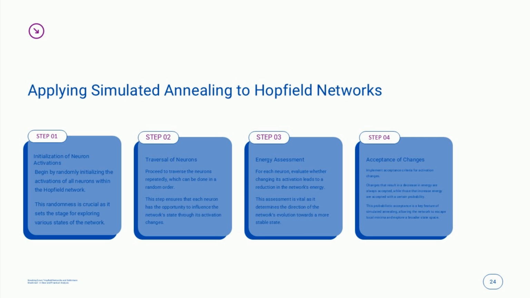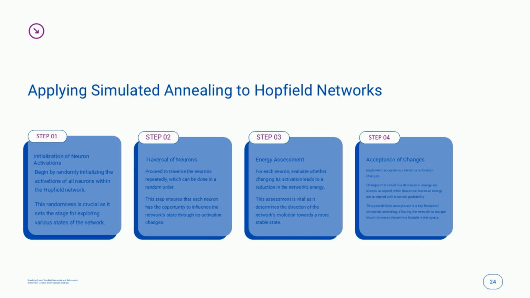Step 2. Traversal of neurons. Now imagine walking through a garden and checking every single plant to see how it's doing. That's essentially what we're doing with the neurons here. We traverse them repeatedly, in no particular order, to give each one a chance to influence the network's overall state. This random traversal ensures fairness. Every neuron gets to play its part.